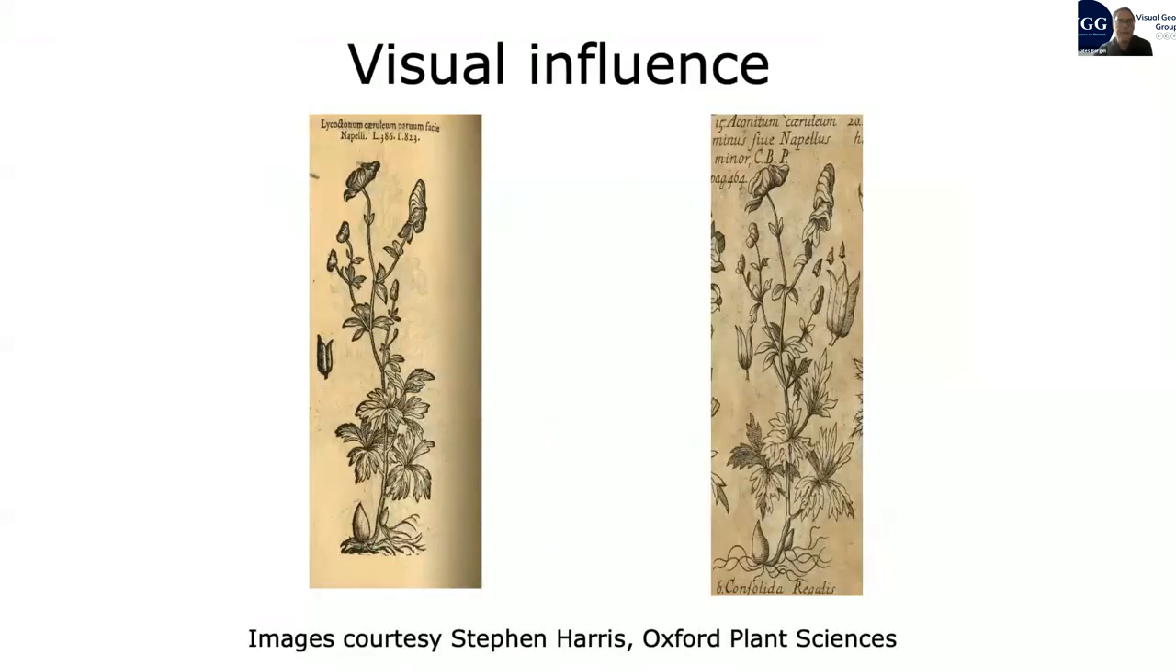Okay. Now, similarity is only one kind of relationality. There's also influence, which is a very specific kind of visual relationship, which may or may not present visually. In this case, it does. So this is a collaboration we're doing with Stephen Harris, who's a plant science librarian at Oxford.